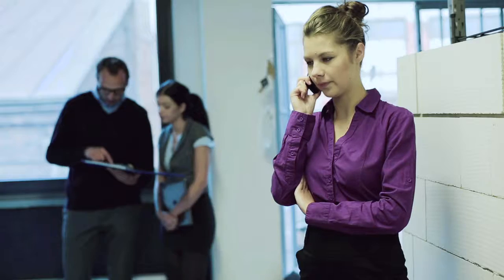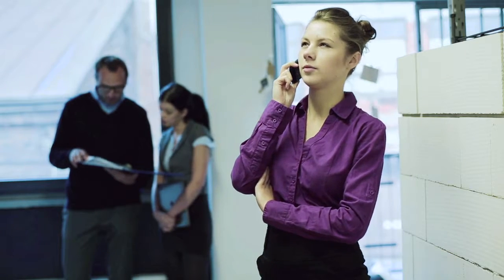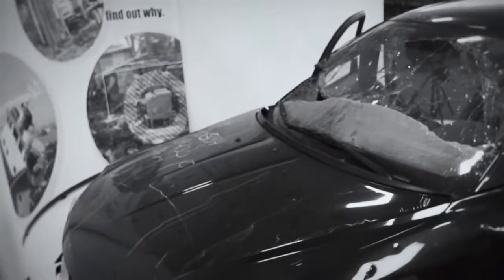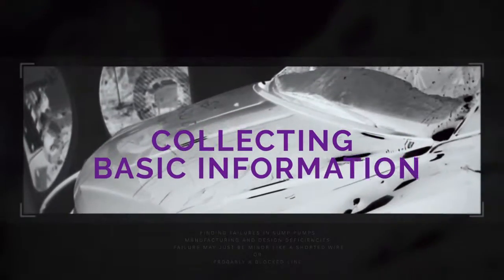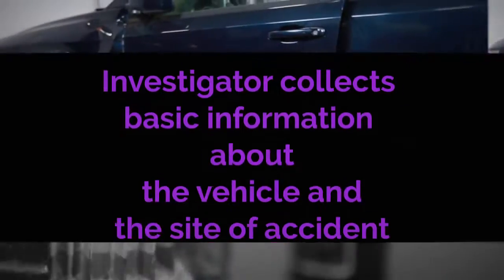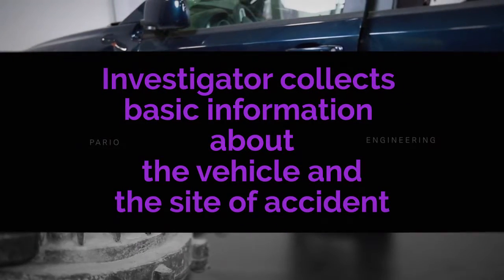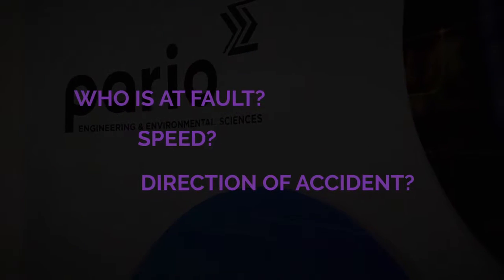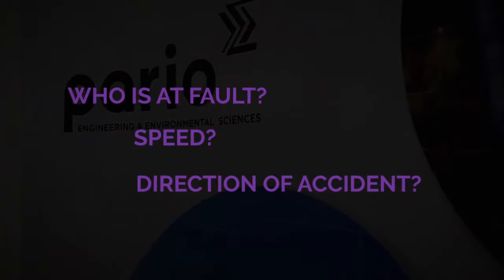Initially, it starts off with the phone call from the client, and to determine the events as we know it at the time surrounding the incident, the collision, and to get as much information as possible as to what the vehicles are, where those vehicles are so that we can go and inspect them. Also, what issues are we looking at? Do we have any idea as to who is at fault for the accident, or the speeds, the directions?